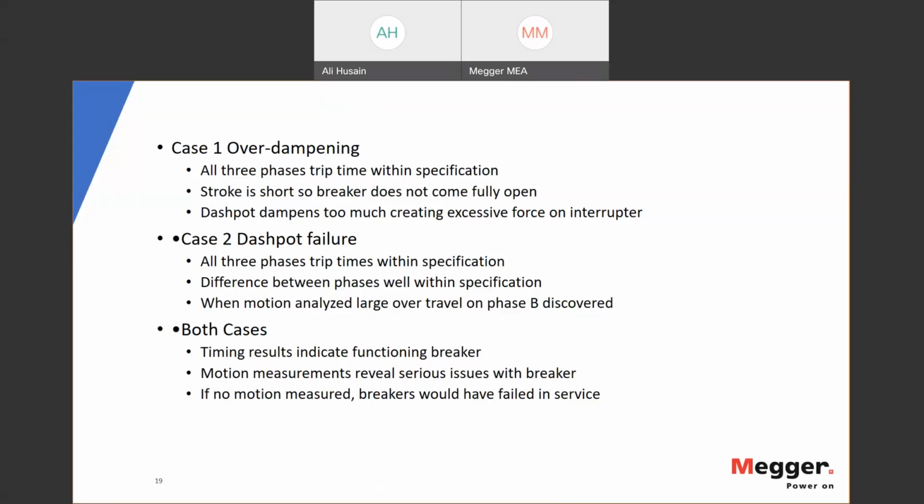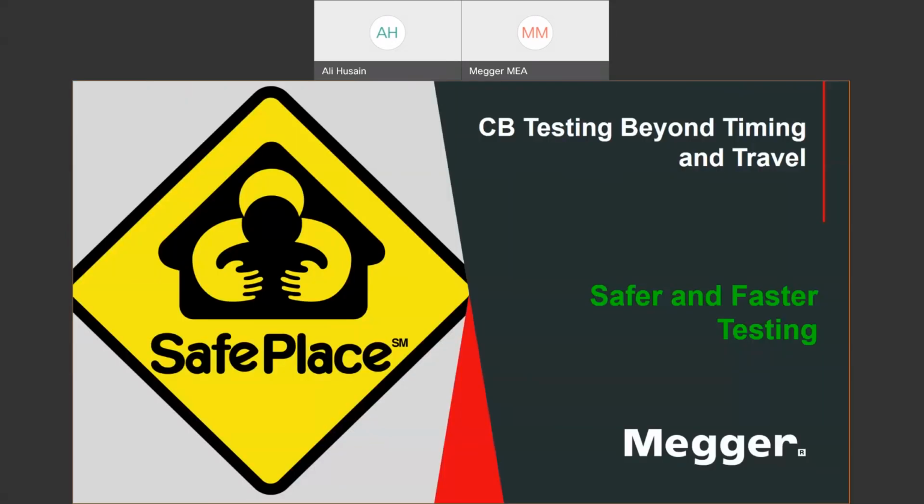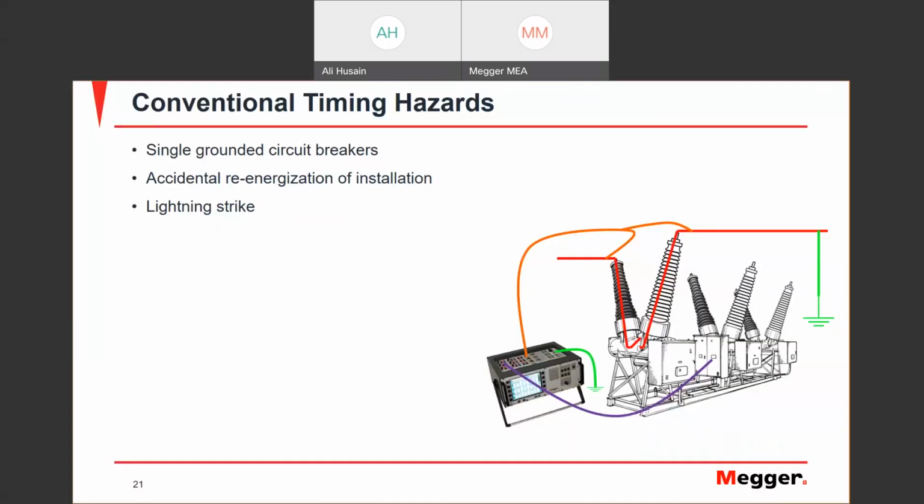Now, moving forward, this is what has conventionally been done for many, many years. How can we improve upon that? How can we make things safer and faster as well? If you remember from my previous explanation of a normal or conventional setup for a timing test, there was a requirement to remove one ground from both sides to do the test.